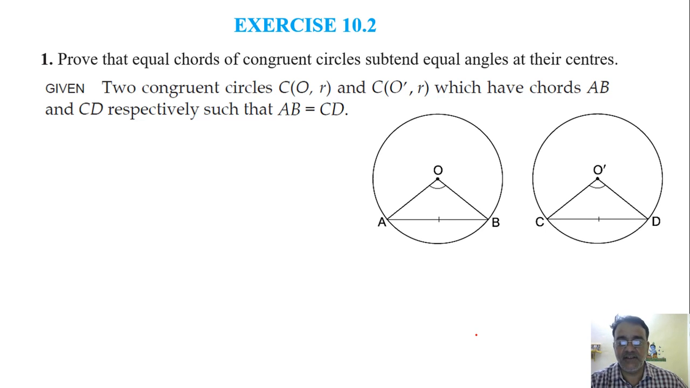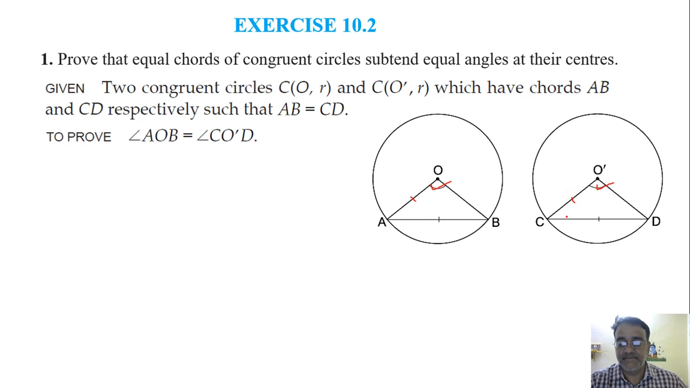Congruent circles, just now I told that two circles are said to be congruent if their radii are equal. Okay. So here AB is equals to CD, it is given, and we have to show that angle AOB is equals to angle CO dash D. Right? So this we have to prove. Again we are going to prove these two triangles congruent. How? OA is equals to O dash C.